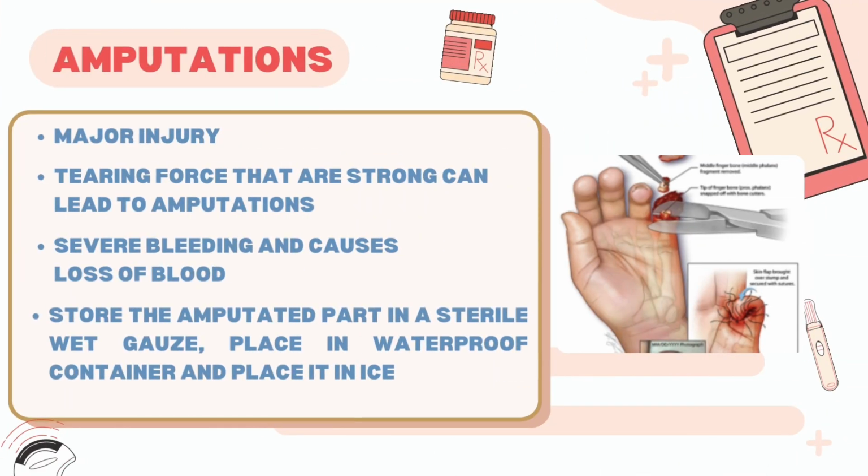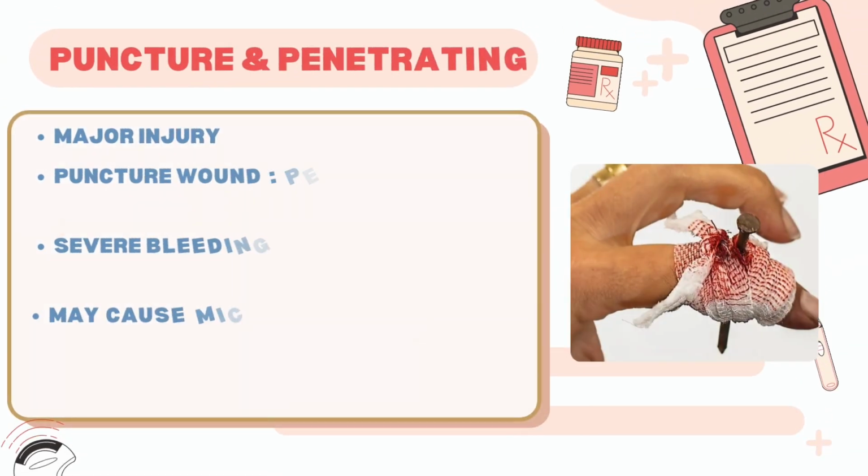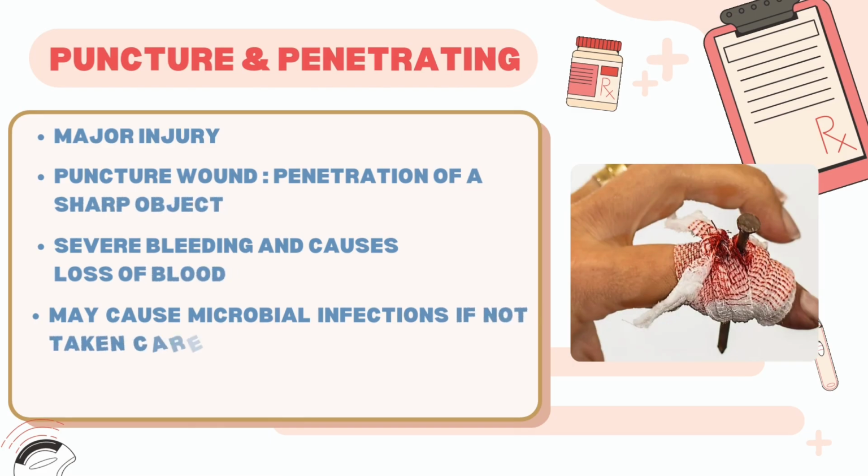Amputation is a major type of injury and it is often caused by a tearing force strong enough that can lead to the amputation of the organ itself. It causes severe bleeding and a lot of blood loss. Store the amputated part in a sterile wet gauze, place it in a waterproof container and place it in ice to store the amputated organ. Last but not least, puncture and penetrating type of wound.